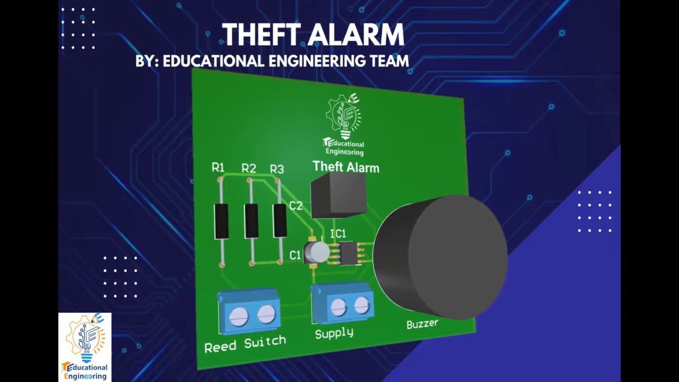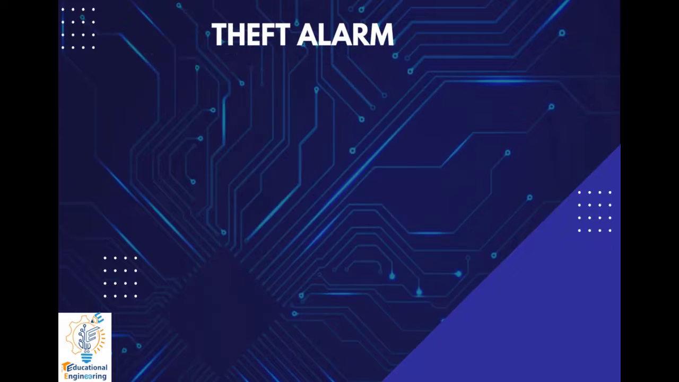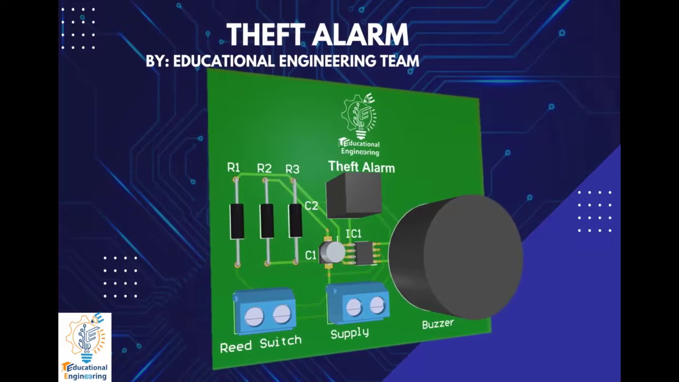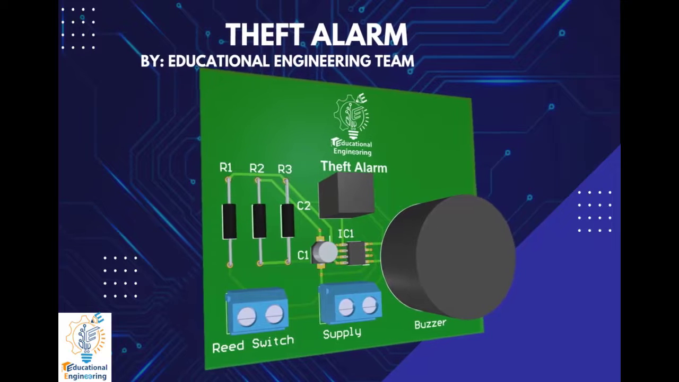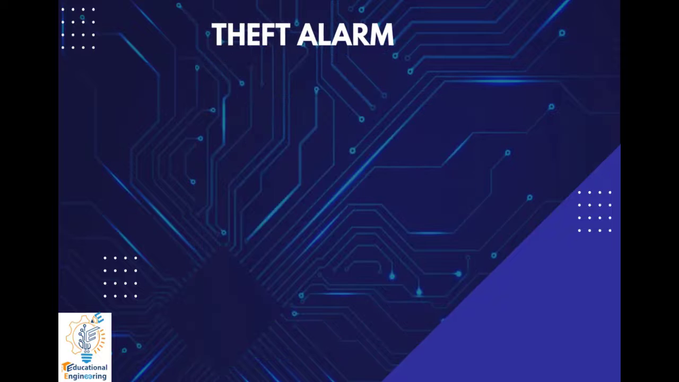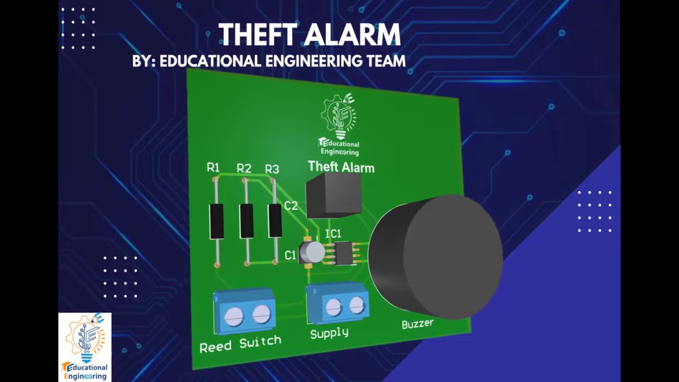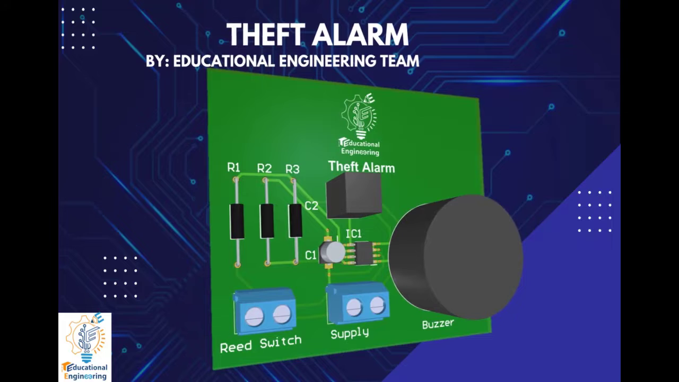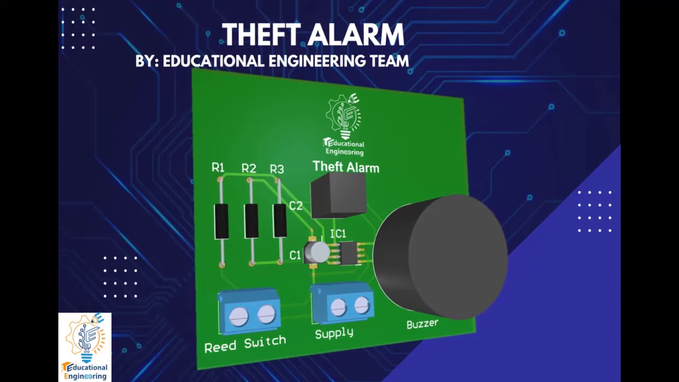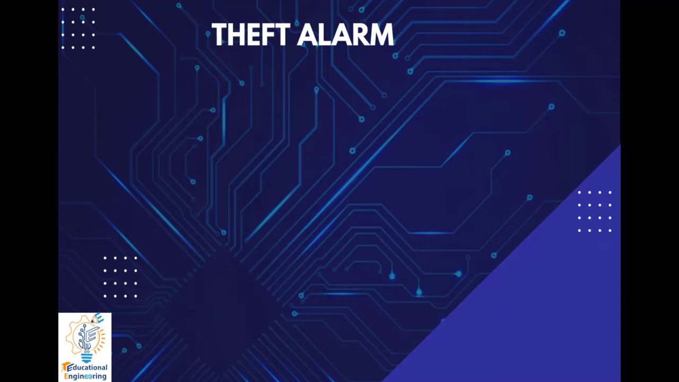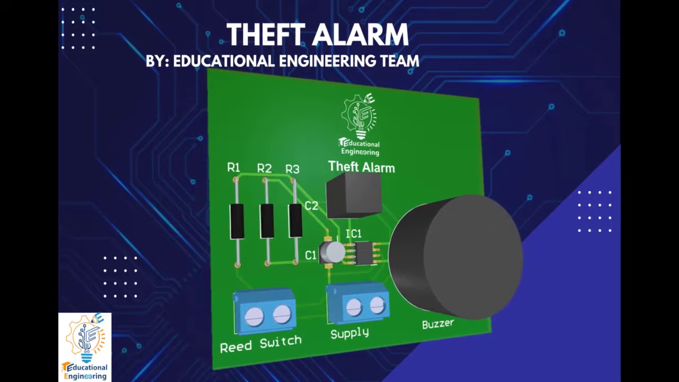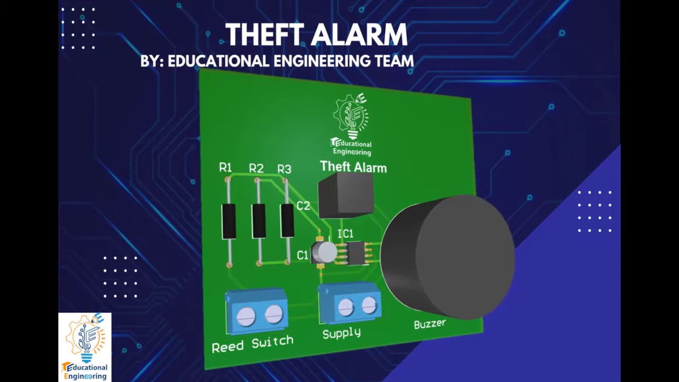Hi, and welcome again to another video. Today, we're going to learn how to design a simple theft alarm using Altium Designer. This board consists of few components, suitable for quick projects to build. It includes only some resistors and capacitors, a 555 timer IC, a reed switch, and a buzzer. The 555 timer IC is responsible for generating pulse to drive the buzzer. You can easily build this at your home in about 5 to 10 minutes only.